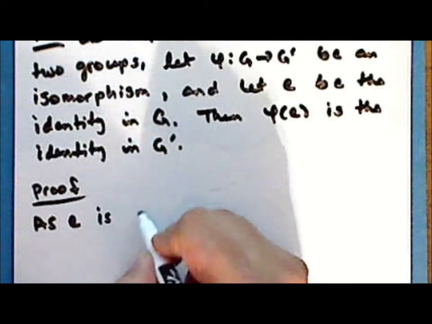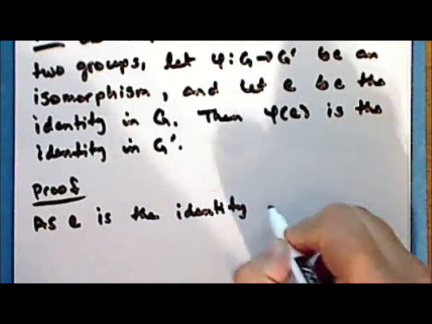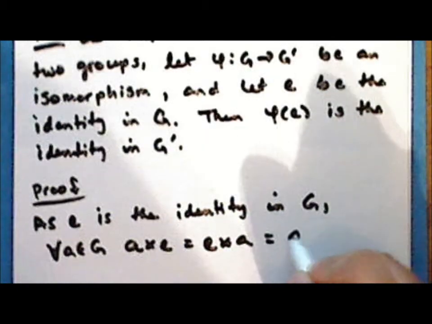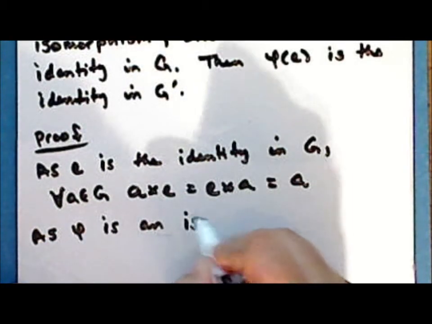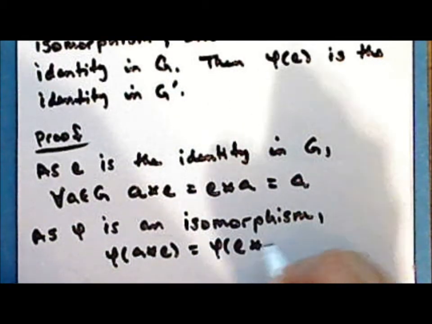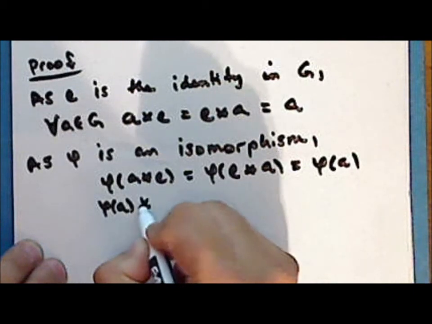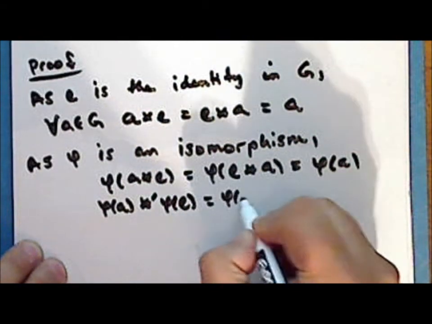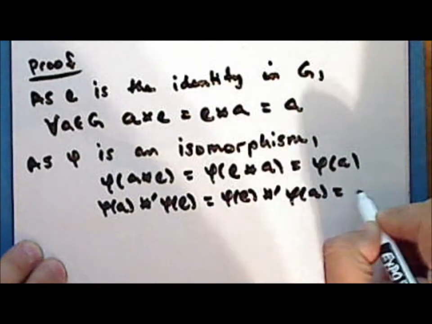So proof: as the element E is the identity in the group G, we have that for every element A in the group G, A star E is the same as E star A, which is the element A. And as the function phi is an isomorphism, phi of A star E is the same as phi of E star A, which is phi of A. So we have phi of A star prime phi of E is the same as phi of E star prime phi of A, which is the same as phi of A.